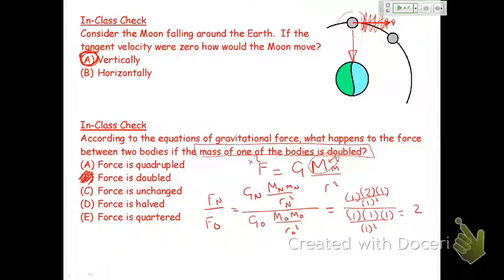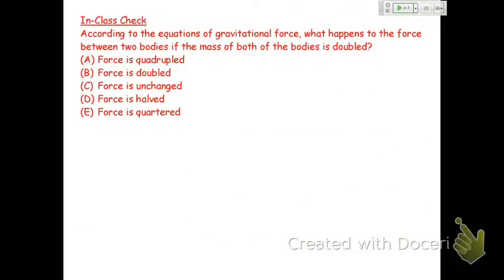Okay. Can you see how you can intuit it, or you can do it mathematically? Some people find one easier and some people find the other easier. According to the equations of gravitational force, F is equal to G, big M, little m over R squared. What happens to the force between the two bodies if both masses are doubled? Times 2 for that one, times 2 for that one. Can you see how that's going to be quadrupled? Yeah, 4 times bigger.